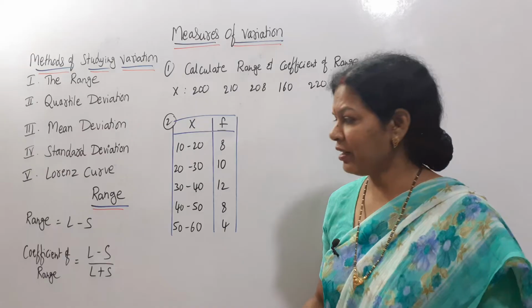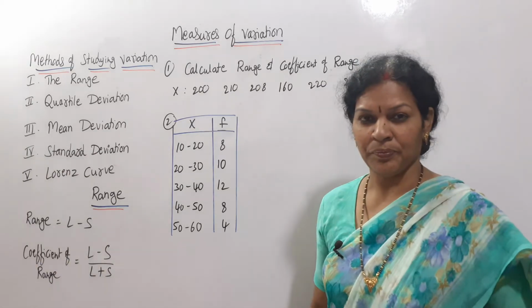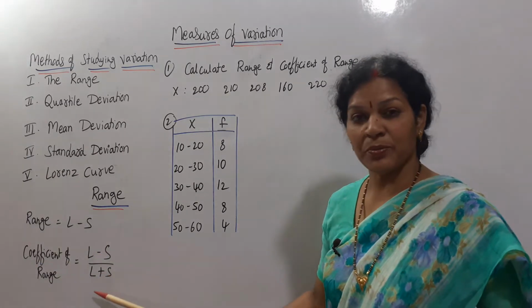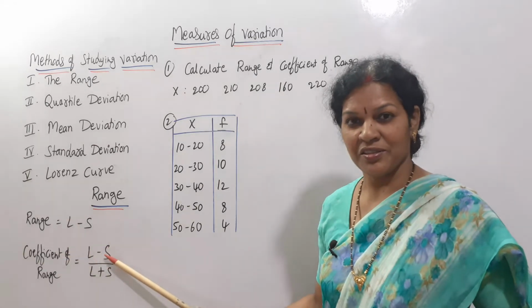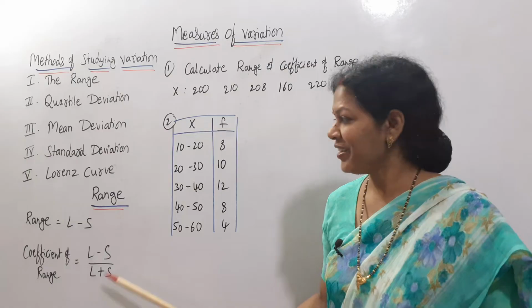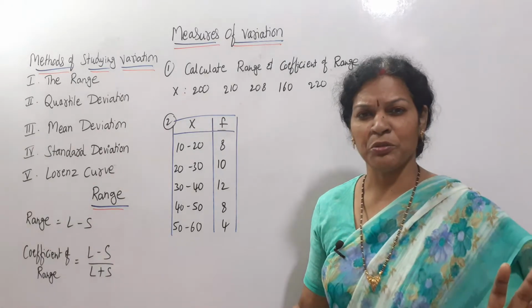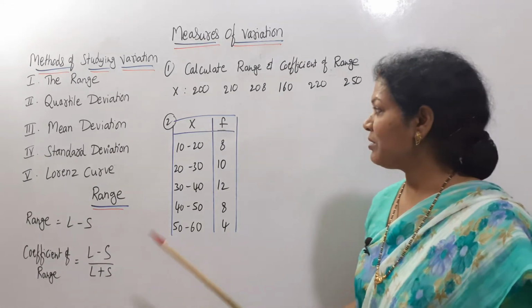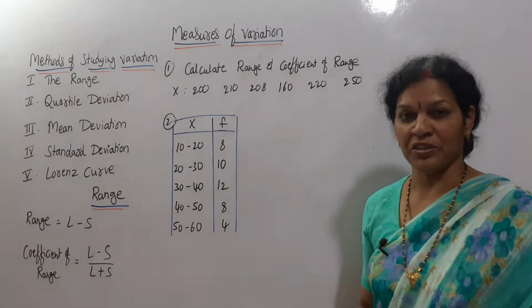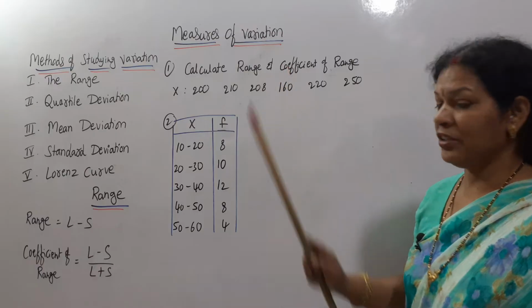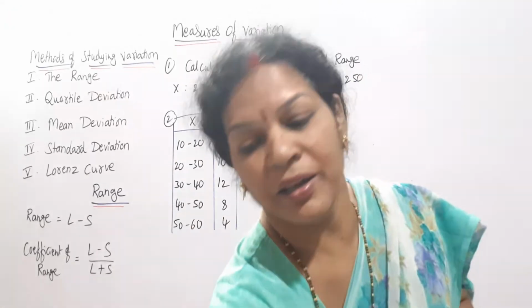Here we can calculate even the coefficient of range. The formula is L minus S by L plus S. Same one, L minus S by L plus S. That's it. So this is the formula, very easy to remember. Now a small problem we will see. Calculate range and coefficient of range. So how do we calculate range? You need to write simply the formula.